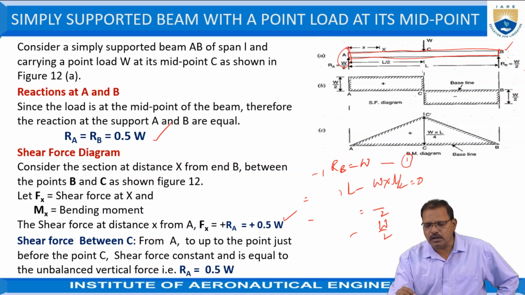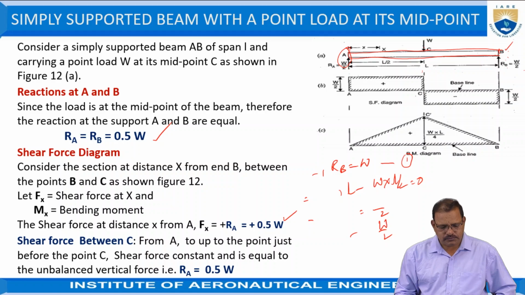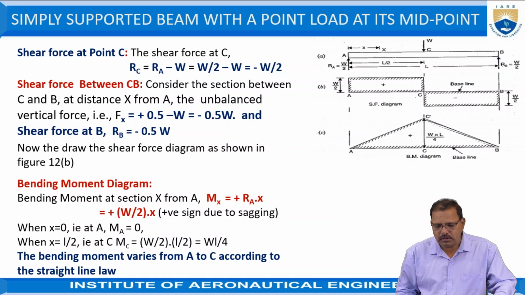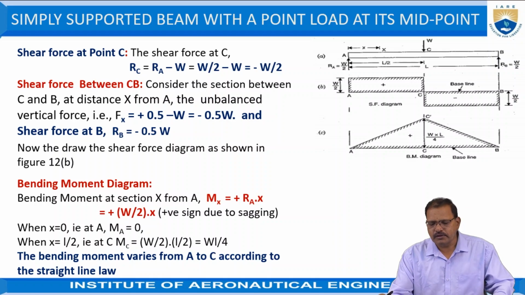As I'm moving from C to A position now, there are no forces acting on it. Hence, the shear force is constant up to A position, as shown in figure now. So, from these relations we got RA is equal to RB is equal to minus W by 2. RC is equal to minus W by 2 plus W, which is positive W by 2, and at A again W by 2.